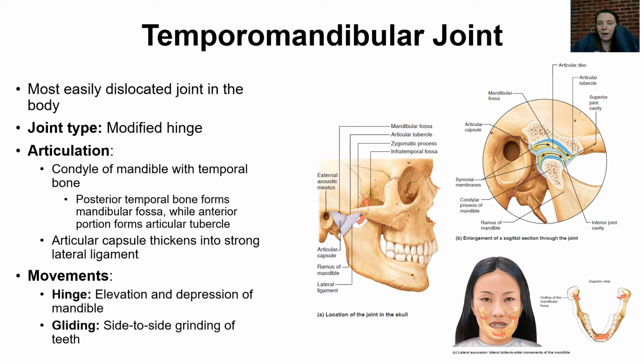It is a modified hinge joint. And in terms of its articulating surfaces, because remember a joint forms when two bones meet up with each other, those bones and markings that are meeting up with each other in this case are the condyles of the mandible, which is this back part of the mandible, is going to meet up with the temporal bone, and there's a specific spot on the temporal bone where the mandible is going to go and sit in.